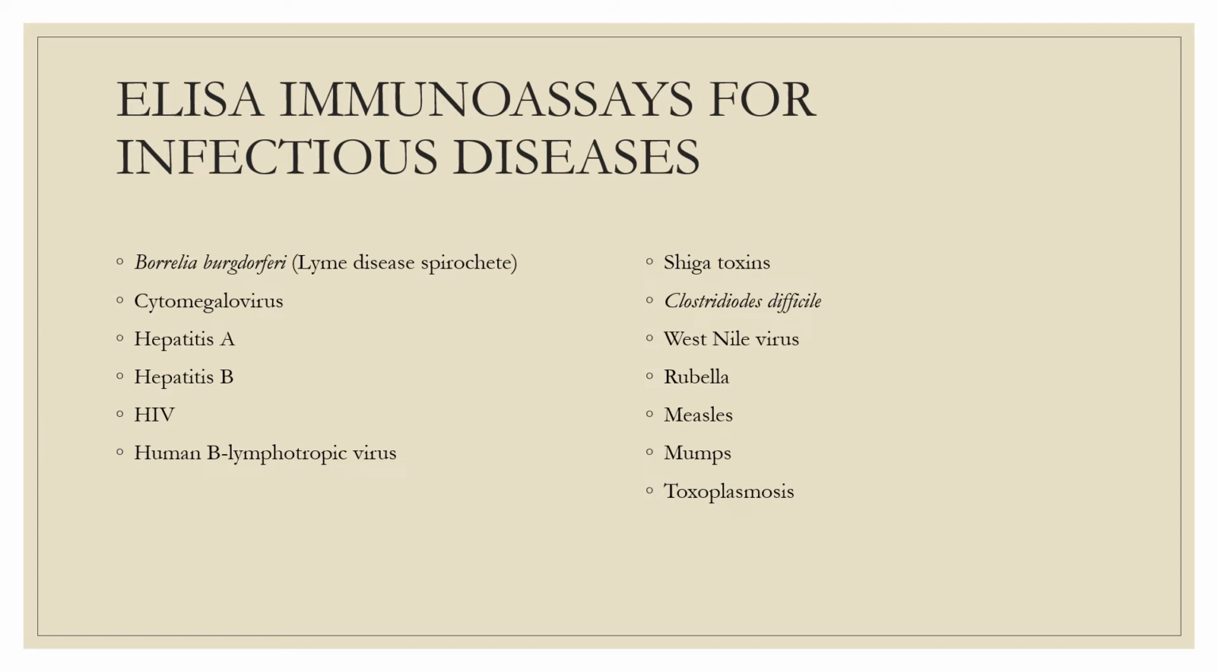We can also look to see if our patients are positive for cytomegalovirus or negative. We can look for antibodies against hepatitis A and hepatitis B. We can look for antibodies against HIV, human B lymphotropic virus, Shiga toxins, which are the toxins associated with E. coli O157:H7, Clostridioides difficile, West Nile virus, rubella, measles, mumps, and toxoplasmosis. Those are all either viral diseases or diseases that are tough to identify through microbiological means.